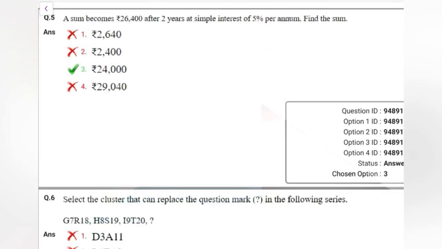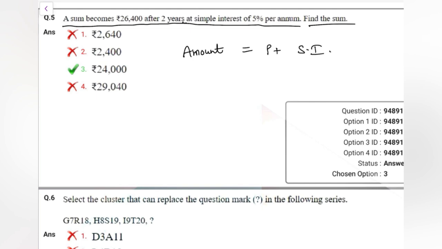A sum becomes 26,400 rupees after 2 years at simple interest of 5% per annum. Find the sum. We know that amount is equal to P plus SI. According to the question, the amount is 26,400 rupees and principal we have to find, plus SI is PTR by 100. So P into T is 2 years, R is 5 by 100. Let's simplify this.